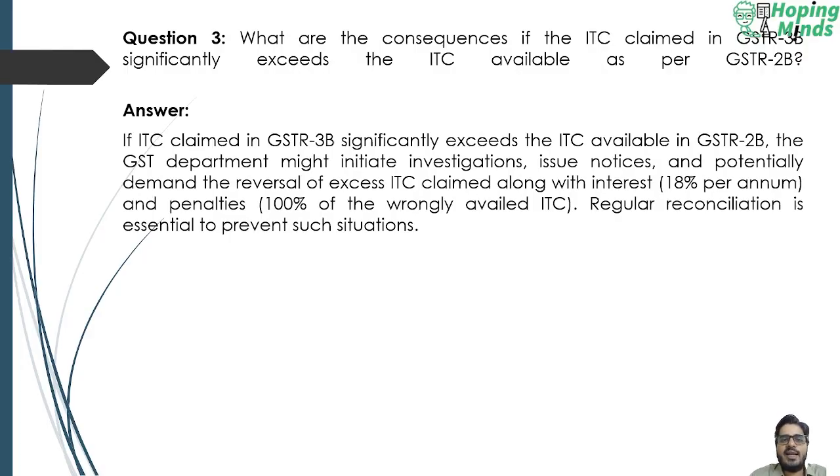So if ITC claimed in GSTR 3B significantly exceeds the ITC available in GSTR 2B, the GST department might initiate investigations, issue notices, and potentially demand the reversal of the excess input tax credit claimed along with interest, that is 18% per annum, and penalties, which is 100% of the wrongly availed input tax credit. So regular reconciliation is essential to prevent such a situation.